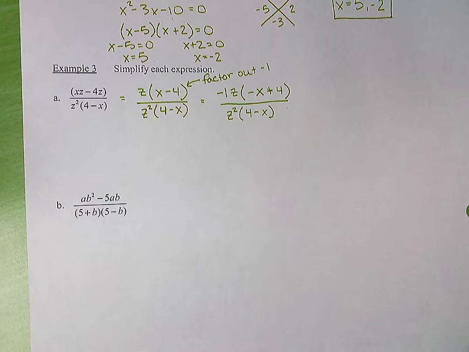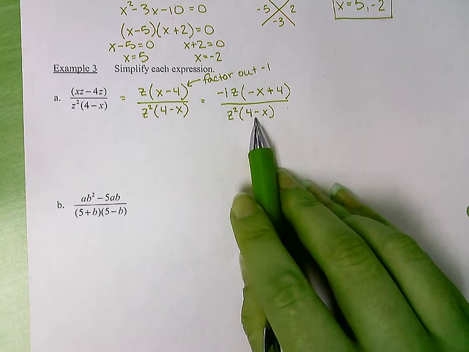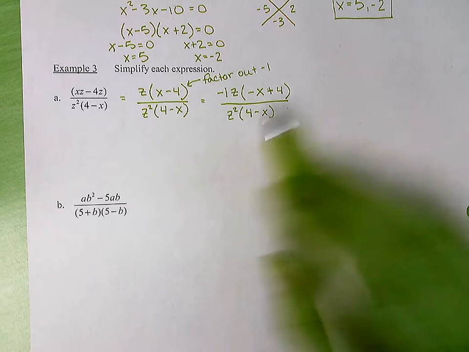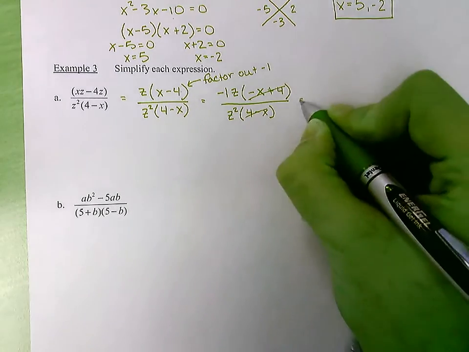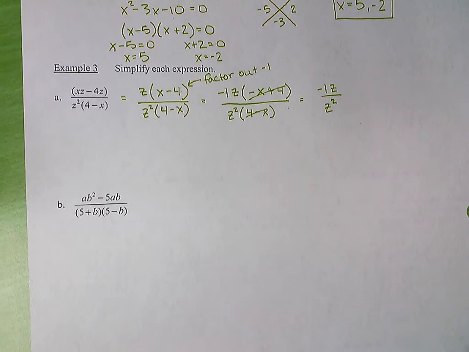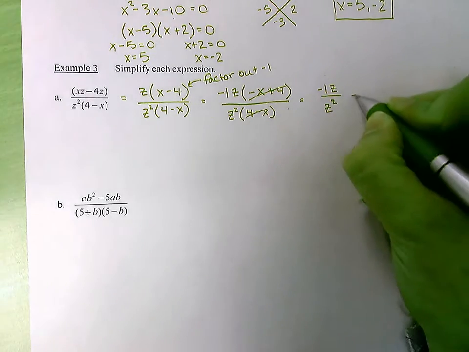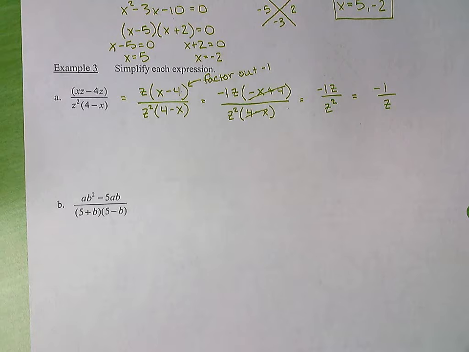So we can cross that over. Now, since you have a negative x plus 4, that's the same as 4 minus x. Cancel those out. Okay, so those cancel. Negative 1z over z squared. I can still cancel out a z, can't I? Yes. So I still have negative 1 over z. And that would be your final answer.